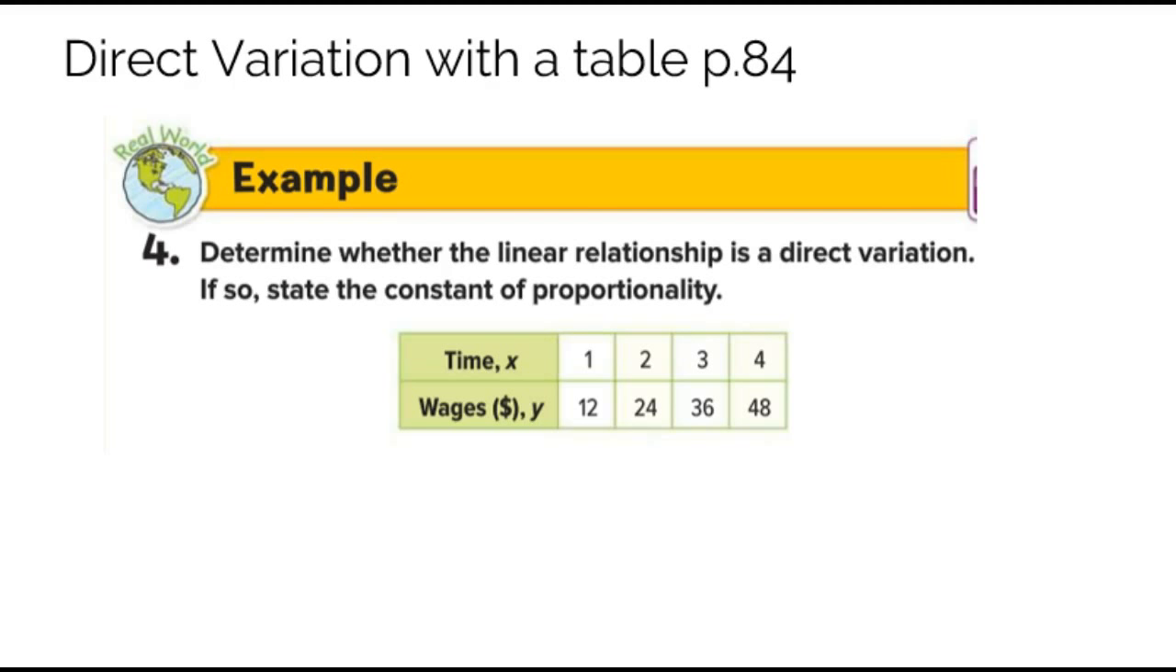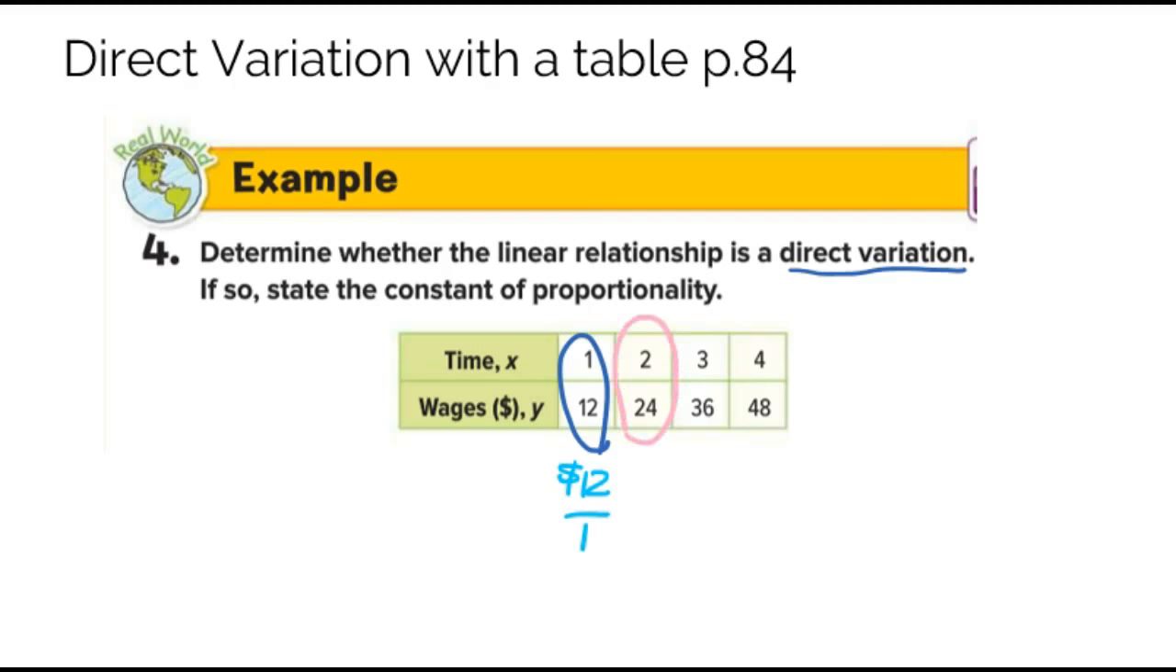Okay, if we can turn to page 84, I just want to go over one more example with you. Direct variation with a table. So what we're looking at right here, determine whether the linear relationship is a direct variation? If so, state the constant of proportionality. Well, we know that direct variation is really talking about, is this information proportional? So to figure out if it's proportional, we need to find our unit ratios or our unit rates right here. So for our first, we have $12 per the time, whatever the time is, it doesn't tell us.